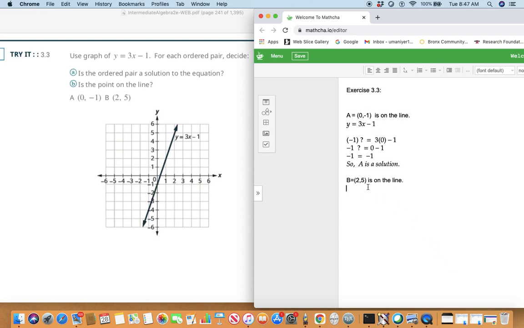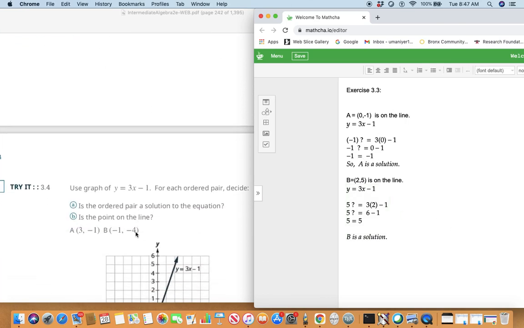Now we want to check whether B is a solution. The equation is y equals 3x minus 1. We substitute 5 for y. Question: is 5 equal to 3 times 2 minus 1? 3 times 2 is 6, minus 1 is 5. 5 is indeed equal to 5. So B is a solution. So notice, if you are on the line, you are a solution. That's how it goes. Okay, let's try one more.